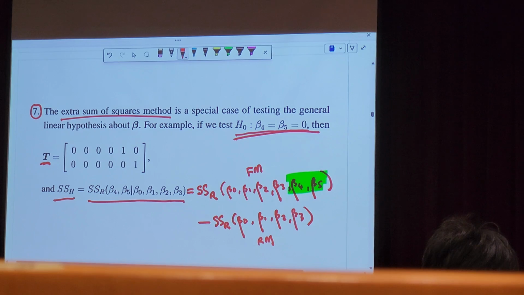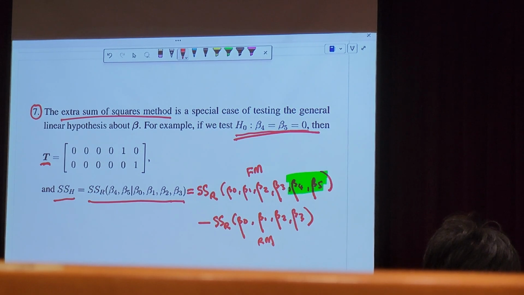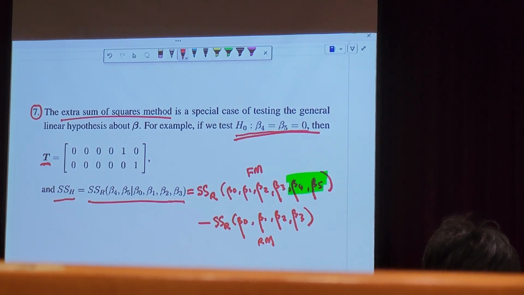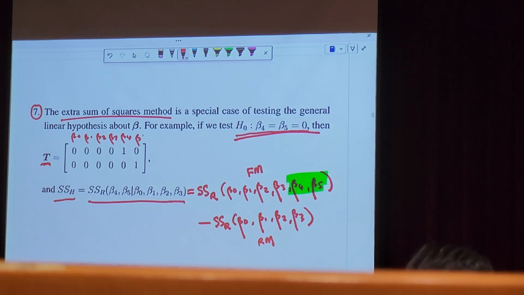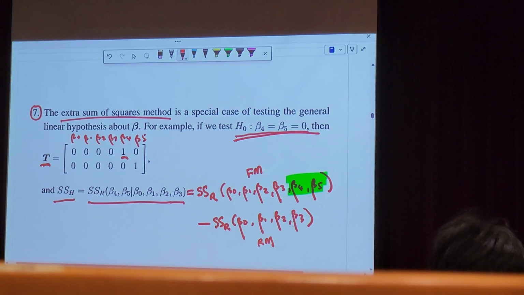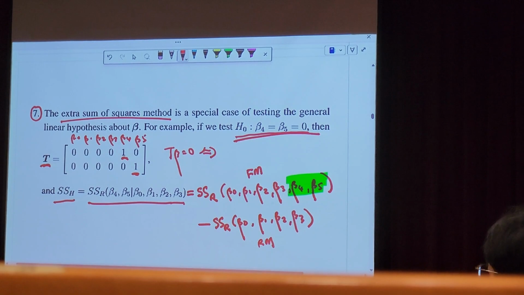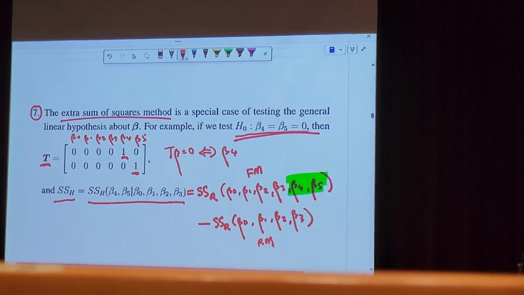This T matrix says what? It says, the first row of T says beta 4. See, this is beta 0, beta 1. This corresponds to beta 2, 3, 4, 5. So this corresponds to beta 4. This corresponds to beta 5. So T beta equal to 0 is exactly the same as saying B4 equal to 0 and B5 equal to 0. Can you see that?